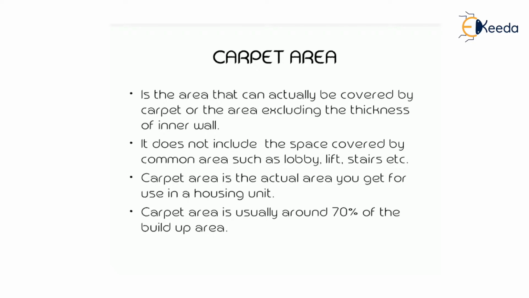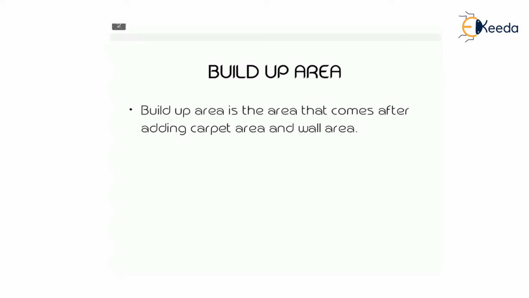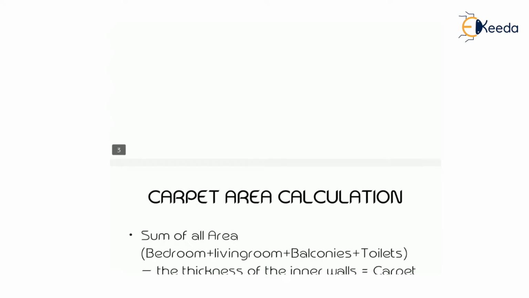Next one, the carpet area is the actual area you get for use in a housing unit. As I said, the carpet area is usually around 70% of the built up area. Okay, what is meant by built up area? Built up area is the area that comes after adding carpet area and the wall area. It's called the built up area.